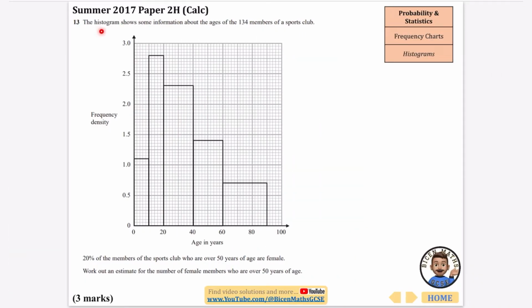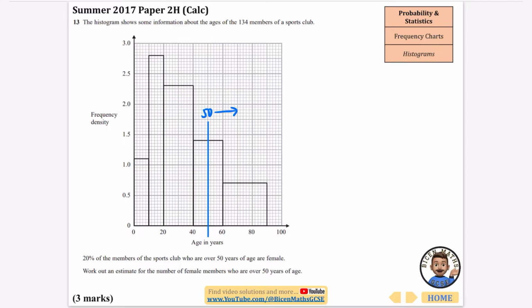It says here that the histogram shows some information about the ages of 134 members of a sports club. 20% of the members of the sports club who are over 50 years of age are female. Work out an estimate for the number of female members who are over 50 years of age. So I'm going to draw in a line. I'm interested in them being over 50, so this part of the graph is where people are 50 years or older, and 20% of these people are going to be female.